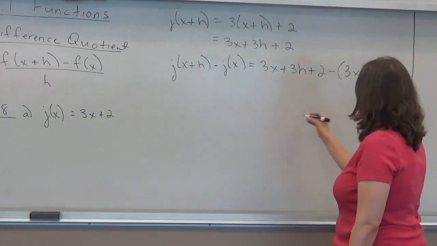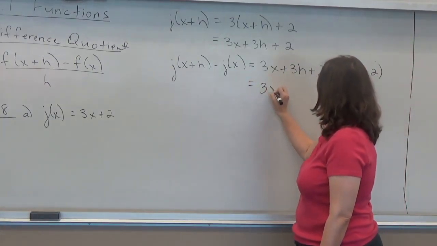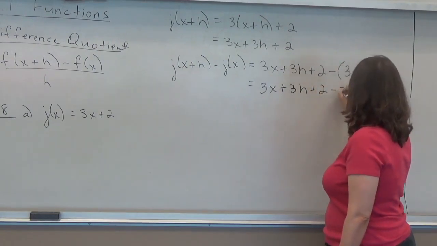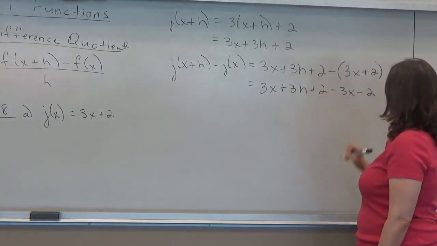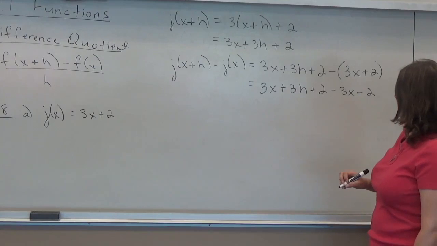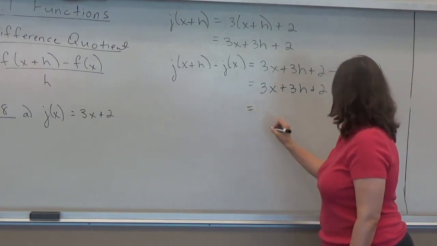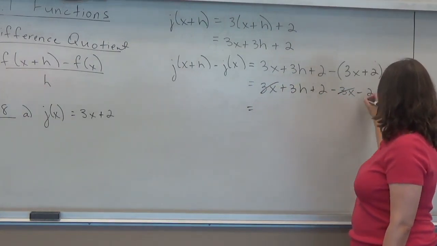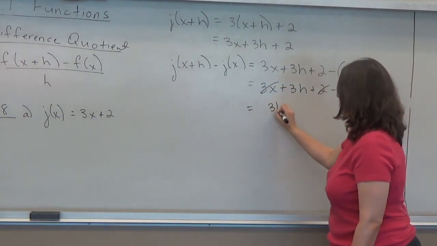So go ahead and distribute, combine like terms. 3x plus 3h plus 2 minus 3x minus 2. And you can simplify this as far as possible at this point. 3x and 3x, that's gone. The 2's cancel out. The only thing that's left is 3h.